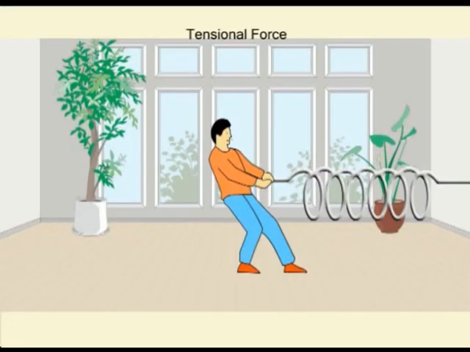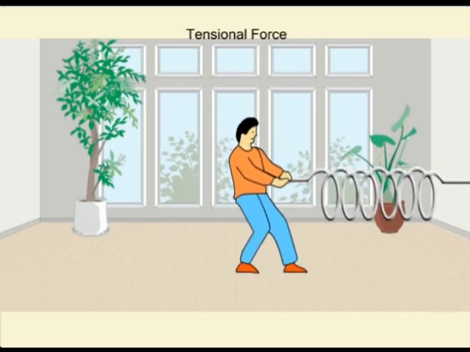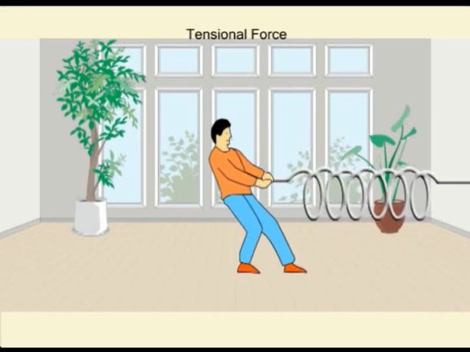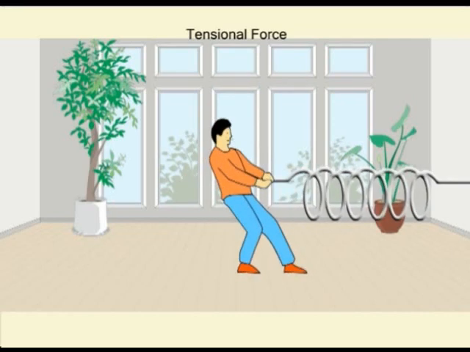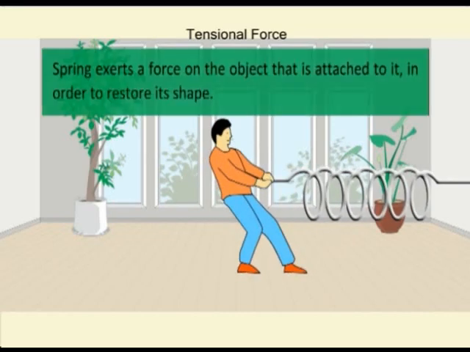The next force is tension. The pull or compression of a spring or a string at both of its ends is called its tension. If you push a spring, it pushes you back. If you pull it, then it pulls you back again. In fact, a spring exerts a force on the object that is attached to it in order to restore its shape.